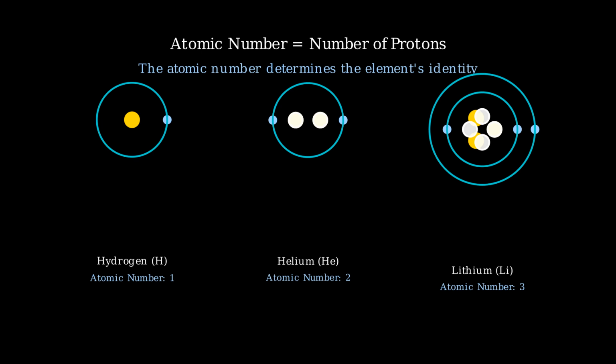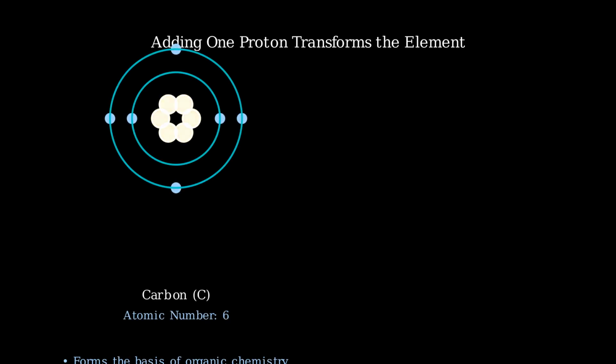Adding yet another proton gives us lithium with atomic number 3. Lithium typically has 4 neutrons and 3 electrons. The key insight is that adding just one proton completely transforms an element's identity and properties. Let's see what happens when we add a proton to carbon, which has 6 protons.